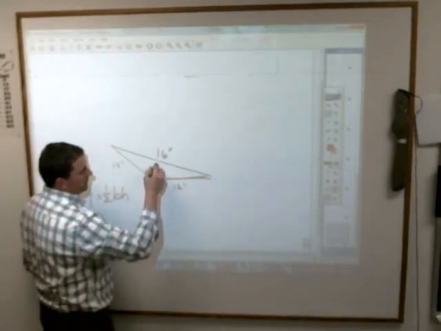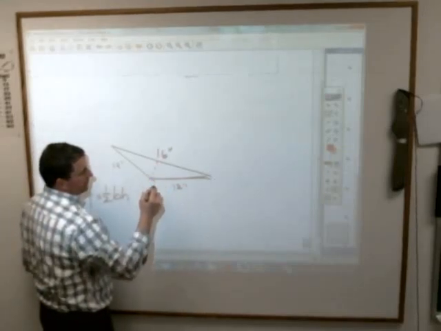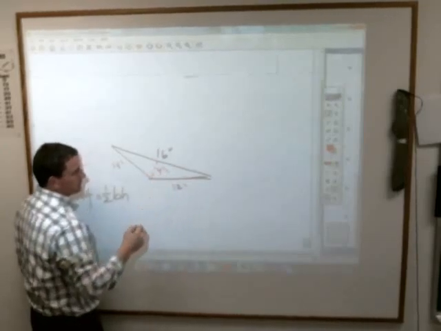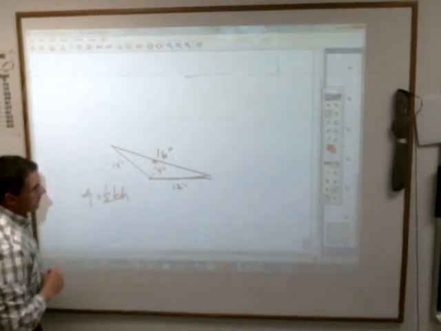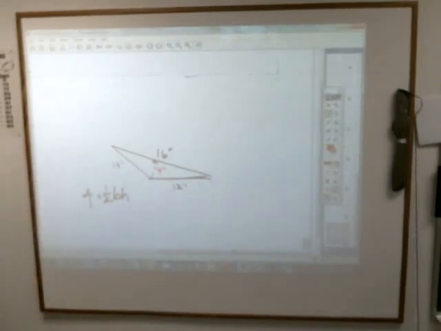Alright, so here is my... okay, my base and my height. What two lines form the little square corner? Is that what she's looking for there, Jacob? 12 inches and 4 inches.